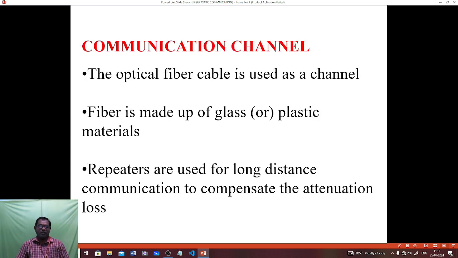Communication channel: the optical fiber cable is used as a channel. Fiber is made of glass or plastic material. Repeaters are used for long distance communications to compensate for the attenuation loss. We know the losses in fiber; different types of losses can occur: attenuation loss, dispersion loss, bending loss. We are going to reduce the loss during transmission over long distances.